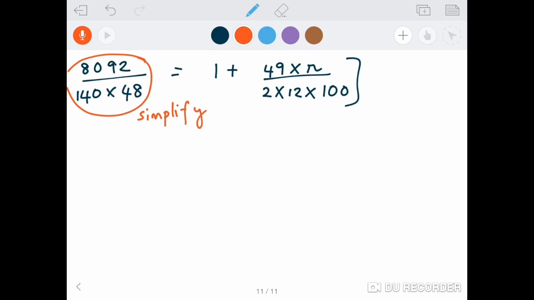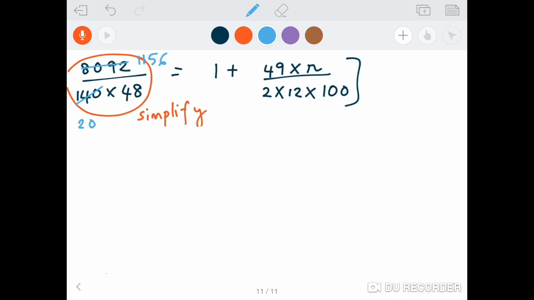I know 8092 goes by 7, 140 also goes by 7. So I'll try to cancel that off first. And once I cancel that off, let's see what else is left for us to cancel so that we can have a simplified number on either side. So when I cancel this by 7, I get 20 in the denominator and 1156 in the numerator.